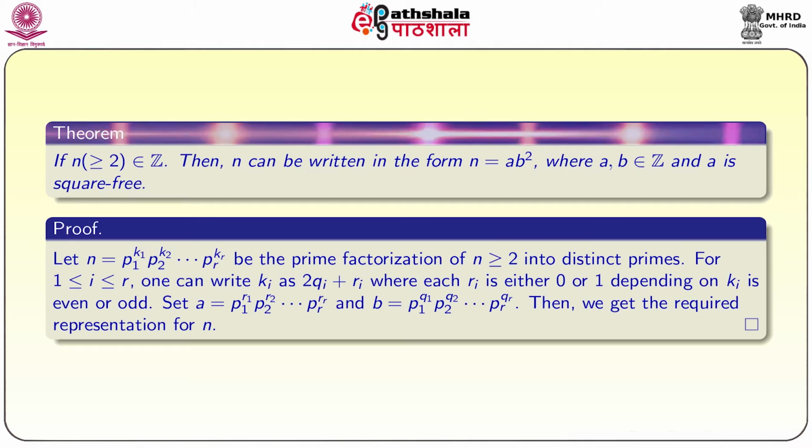Now, we will prove another result, that is if n is greater than or equal to 2 belongs to Z, then n can be expressed in the form n is equal to a b square, where a and b belong to Z and a is square free. An integer is said to be square free if it is not divisible by p square, where p is a prime. So, all its prime factors have powers equal to 1. Like that, the prime factorization contains only exponents that are either 1 or 0.